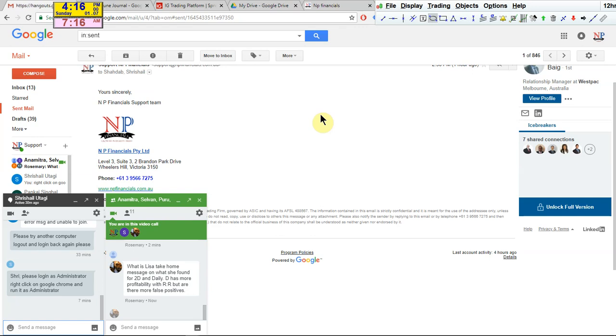And daily. Daily has more profitability with risk reward, but are there more false positives? False positives means what not to do, how to avoid. But are there more positives? Yeah, so there's more whipsaw. Yes. So there were the challenges, because daily you'll find a lot of opportunities and you have to disregard.